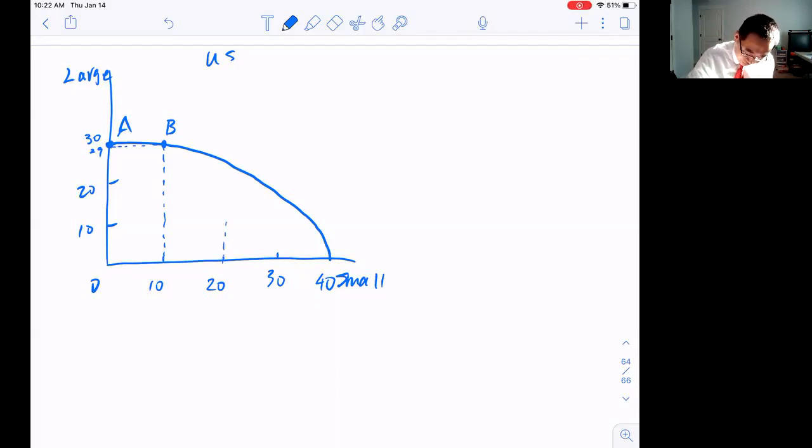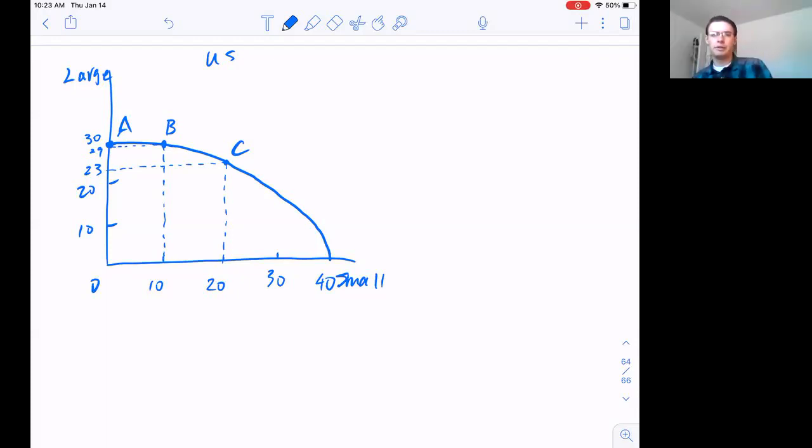So we go to point C, where we add another 10 small airplane production, and at point C, if we come over, it looks like, I don't know, just guessing, about 23 large airplanes here, right? So what is the opportunity cost of the 2nd batch of 10 small ones for us? 6 large airplanes. Okay, 6, not 7 large airplanes, right?